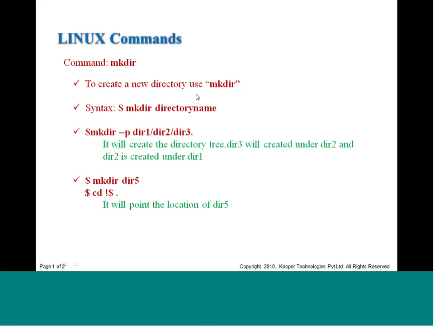You can also use certain options, for example the dash p. This will create the directory tree. Essentially it creates this whole tree, which is dir1 followed by dir2 followed by dir3, meaning dir1 is the top level, under that you have dir2, and then under that you have dir3.